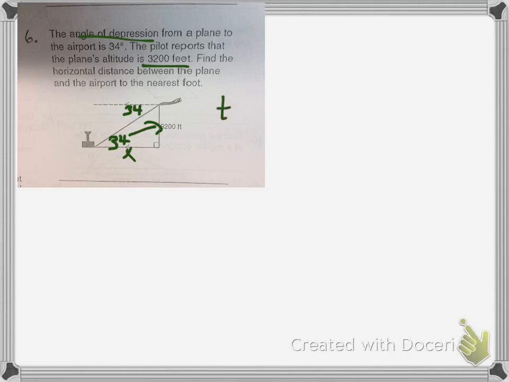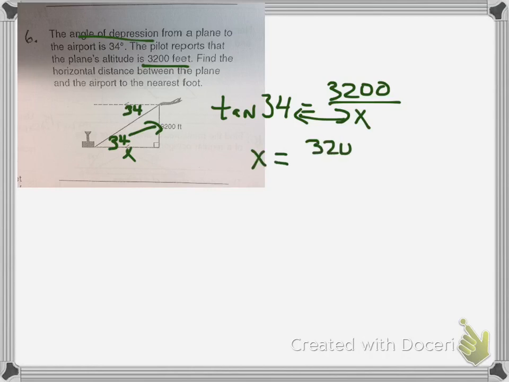So now I've got tangent 34 degrees is equal to the opposite, 3,200, over the adjacent. So what happens here? When the x is on the bottom, guys, these two switch. And these are things I would remind myself on the calculator how I can do this, and maybe make note of that on the formula sheet: if the x is on the bottom, I switch them, and if the x is on top, I can just multiply. So anyways, now x is equal to 3,200 divided by tangent 34.